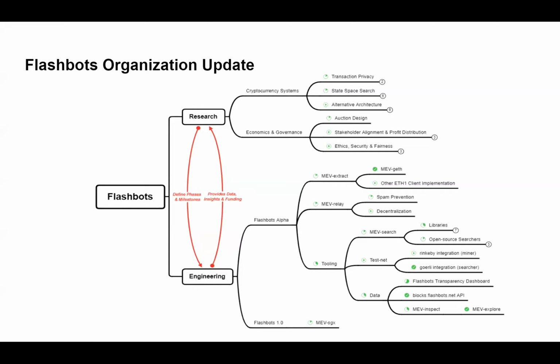We've been rolling out libraries for MEV searchers. We've been providing testnet support. And lastly, one of our core team's responsibilities, which we take on our shoulders, is to provide transparency by maintaining the blocks.flashbots.net API, as well as publishing the Flashbots transparency report, that hopefully in the next one or two months will morph into a real-time Flashbots transparency dashboard.